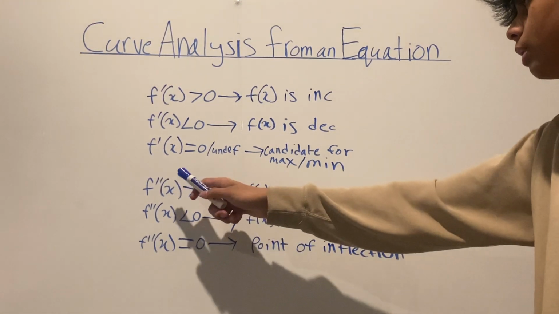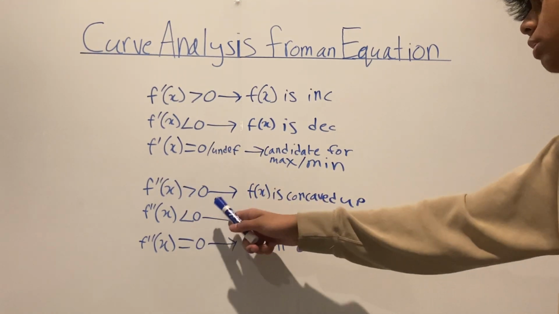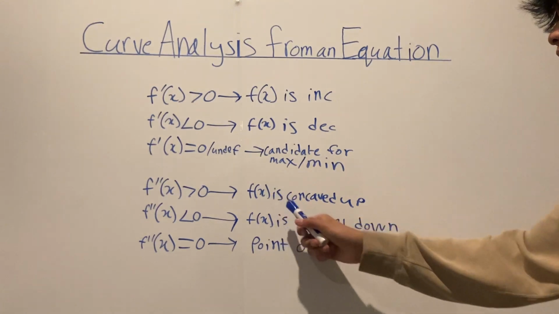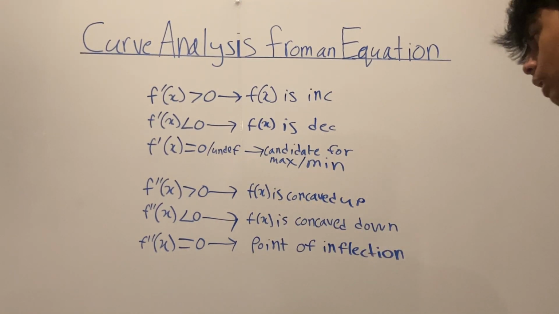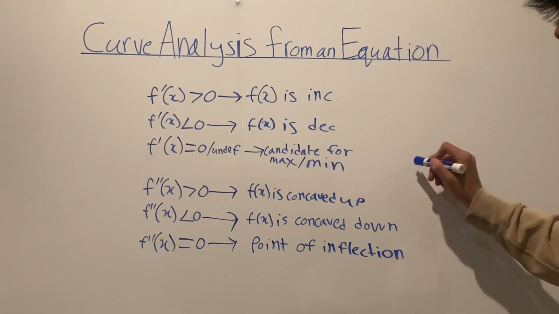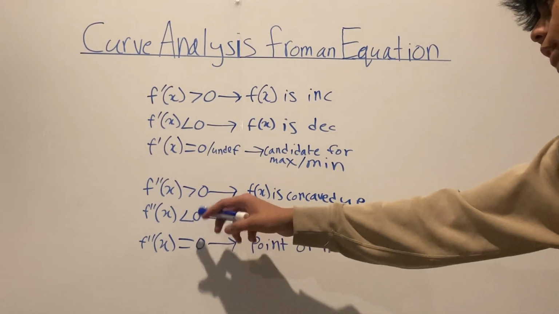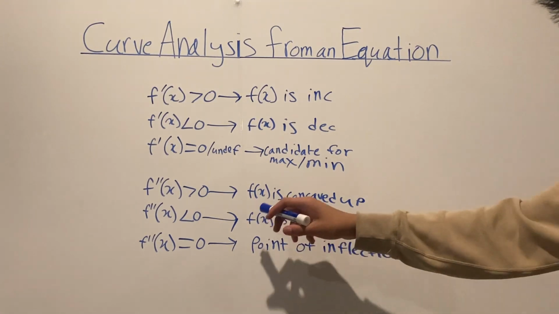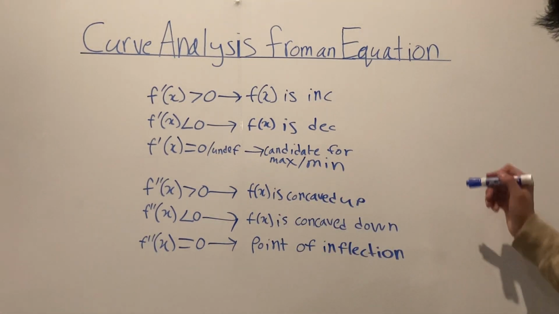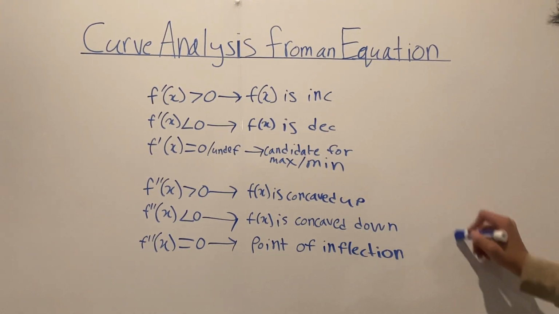And moving on with the second derivative, f double prime of x, if that's greater than 0, then f of x is concave up. And concave up basically means, if you look at the graph of x squared, it's kind of like a smiley face, so it's concave up. And if f double prime of x is less than 0, then f of x is concave down. So if you look at negative x squared, it's kind of like a frowny face, it's going down.